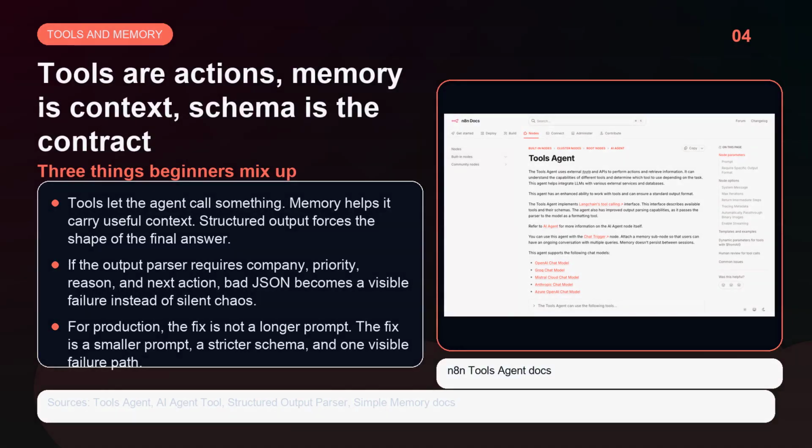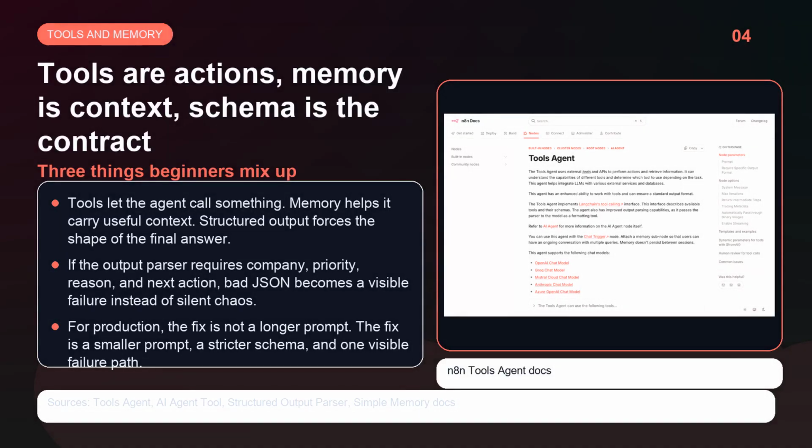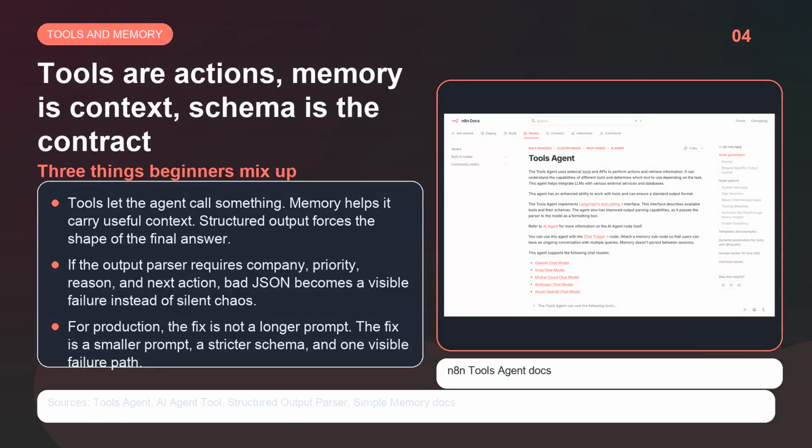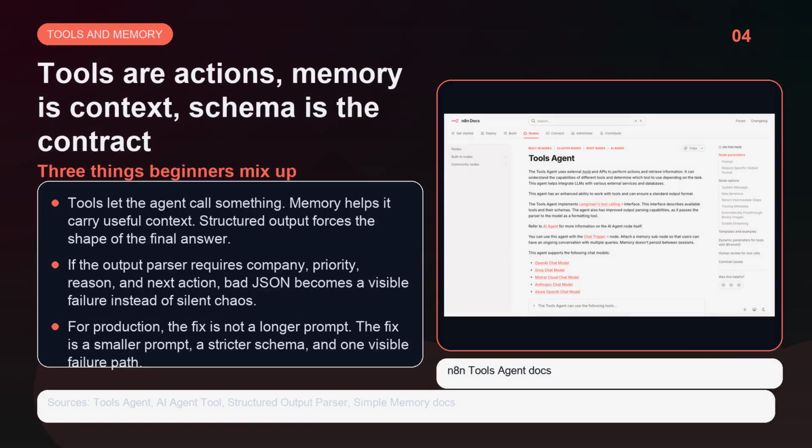If the task is lead triage, schema matters more than personality. The output should include priority, confidence, reasons, missing fields, and next action. If the agent cannot produce that shape, the workflow should fail visibly.